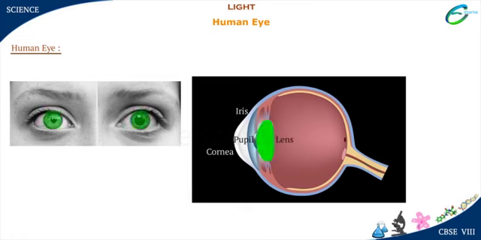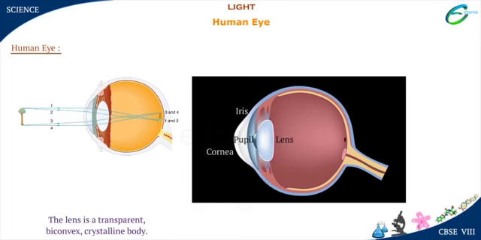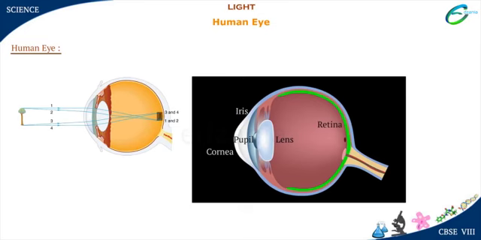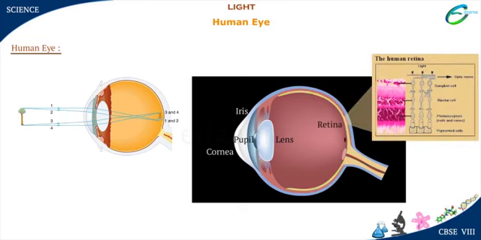Behind the pupil, there is a lens. The lens is a transparent, biconvex, crystalline body. The lens provides adjustment of focal length. Images are formed on the retina. Retina is a light-sensitive screen, a delicate membrane that consists of a large number of light-sensitive cells.